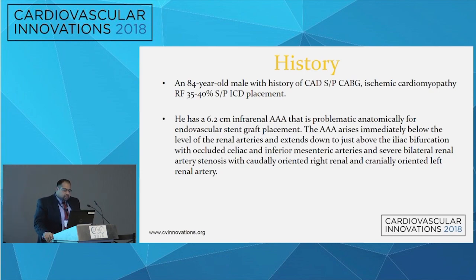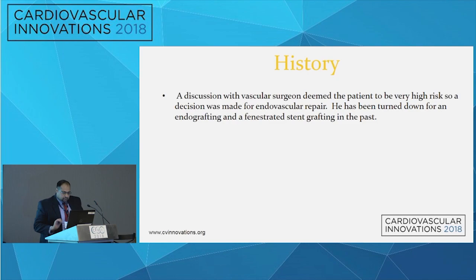The problem with this aneurysm is that it arises immediately below the level of the renal arteries. It extends just above the iliac bifurcations, and the patient also has an occluded celiac and inferior mesenteric artery, and had severe bilateral renal artery stenosis of 90%. And to complicate things more, his right renal artery was oriented caudally, and the left was oriented cranially.